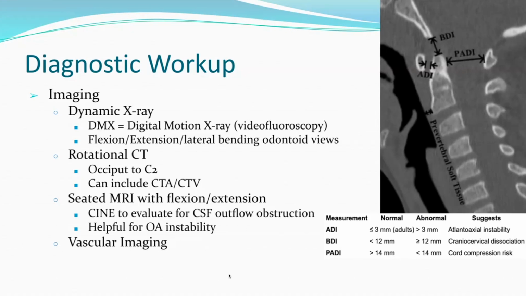One of the benefits of this is we can look for CSF outflow obstruction. There's a specific sequence we can do for that in flexion extension. Even without the flexion extension, there may still be value in looking just for CSF outflow obstruction in the seated position, more so than in the supine position. It's also helpful for looking at OA instability because it's related to that CSF, but we can also look at some of these measuring points. So over on the right, this is a CT, but it gives you an example of some of the measurements that can be examined to look for realms of what's concerning for stability and instability.